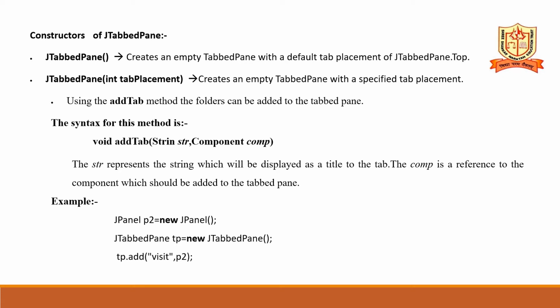The str represents the string which will be displayed as the title of the tab. Here in the example, visit is a tab you are adding, and then the second argument is a reference to the component which should be added to the tabbed pane. Here p2 is the component panel object. You are adding this visit tab to this p2.